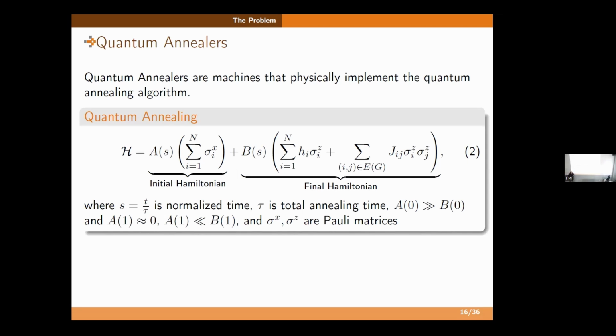And then we go to the important thing, that is the adiabatic theorem of quantum mechanics, which tells us, in principle, if we start in the ground state of this Hamiltonian and evolve it slowly enough to this Hamiltonian, we end up in the ground state of this Hamiltonian. That is the basis of how quantum annealers work and how they are solving the Ising problem.